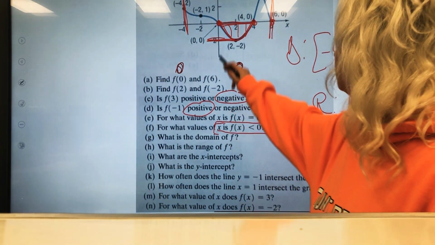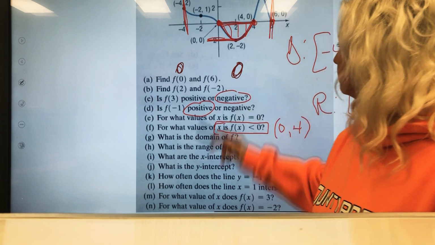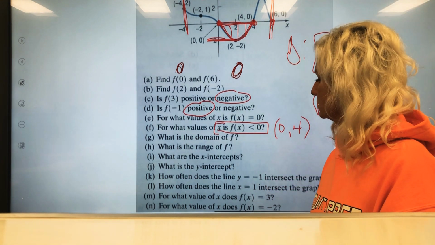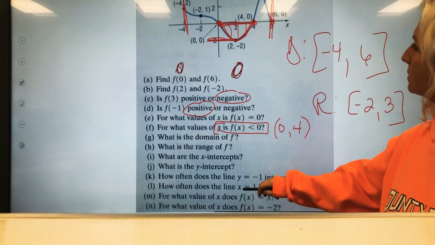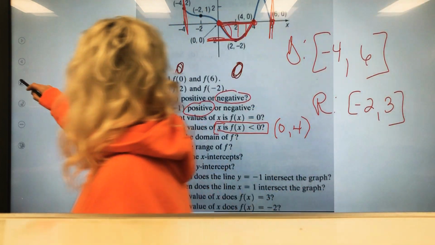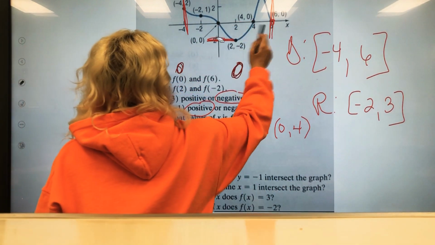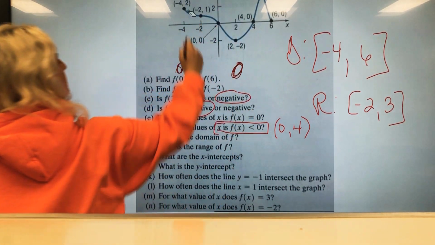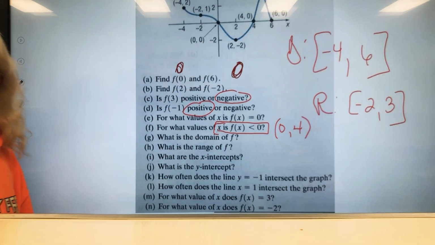What are the x-intercepts? Right here. We already said that. 0, 4, and 6. What is the y-intercepts? I made a mess here. Let me clear it out. My y-intercept, there's only one. Right here at 0. 0, 0.